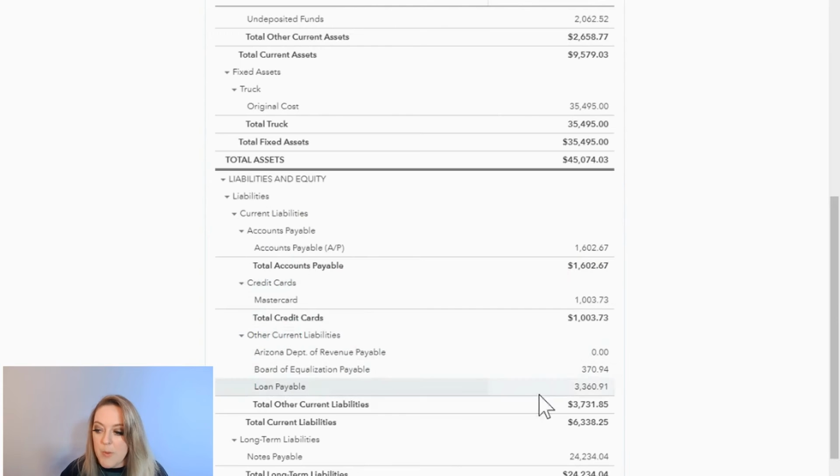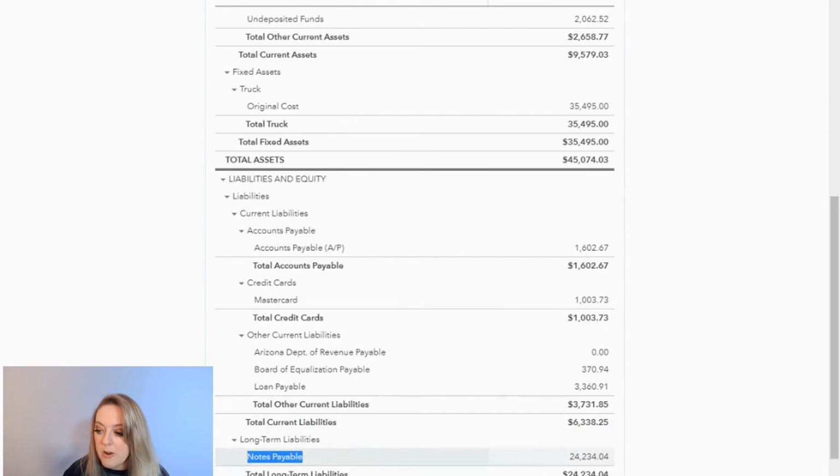Then they have other liabilities, which are things like this looks like Arizona Department of Revenue, is probably payroll related. They have a loan outstanding, a term loan that they have to pay. And then they have a note payable here under long-term liabilities. So if you were following along with part 1, this loan payable and note payable are more than likely what was generating that interest in terms of term loan.